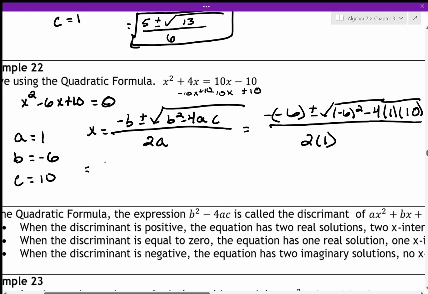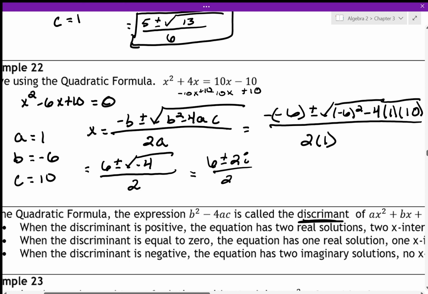Now, prettying that up, I'm going to have 6 plus or minus the square root, and this is going to give me a negative 4 under the root. What I normally suggest to students is that they type this part, the piece under the root, which we're about to call the discriminant, into the calculator. Over 2. The square root of negative 4 is going to be 2i, so 6 plus or minus 2i over 2.